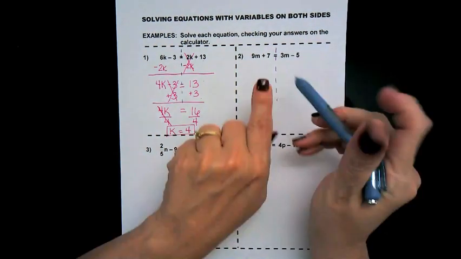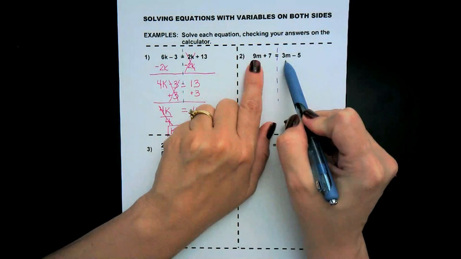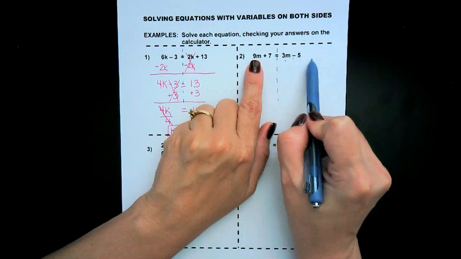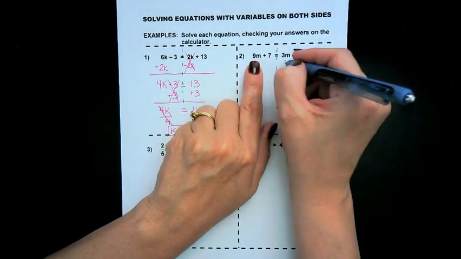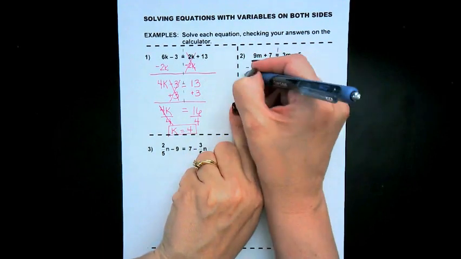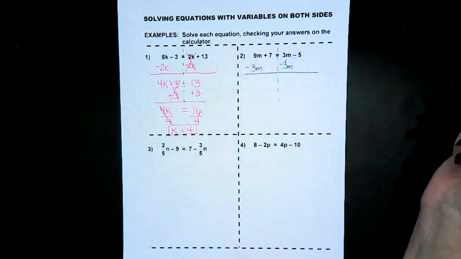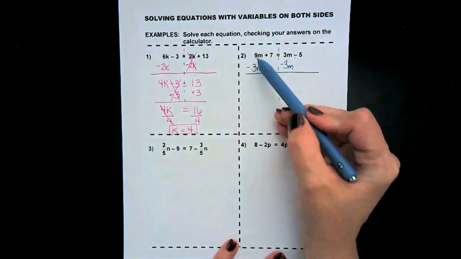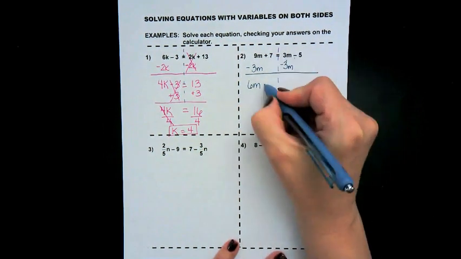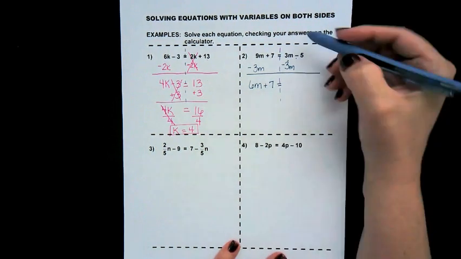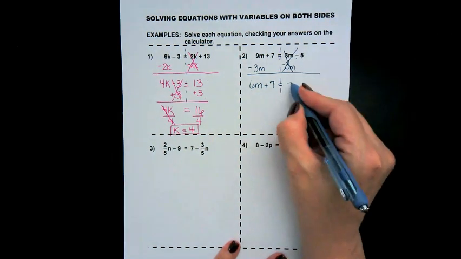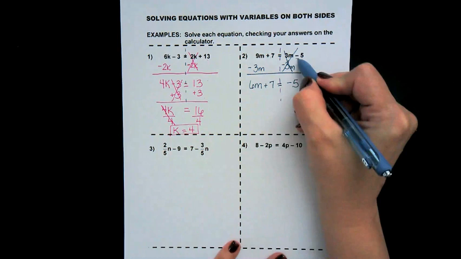I see the variables on both sides. So I need to do the opposite of adding 3m. Notice that the minus is with the 5. So we're going to do the opposite of adding 3m, which is to subtract 3m. I'm lining it up underneath the m terms so that I can collect like terms. 9m minus 3m gives me 6m, plus 7 comes down, equals, notice my 3m minus 3m, those cancel, and I have negative 5 now. Don't lose that negative on the 5, okay?